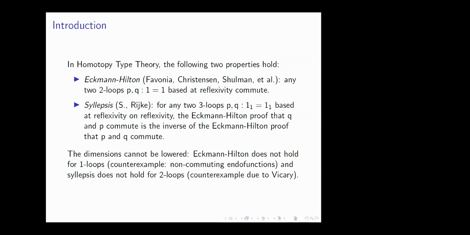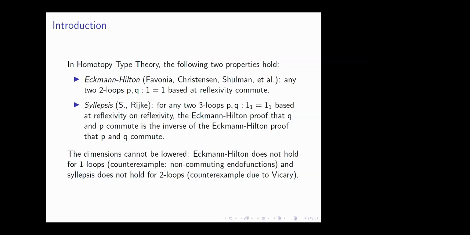So, as we know, probably I don't have to introduce what homotopy type theory is here. We know that the Eckmann-Hilton argument holds in homotopy type theory, namely if we have any two loops that are based on an identity, then they commute. And there are several proofs, at least I know maybe about 3 or maybe even 4 different ones.